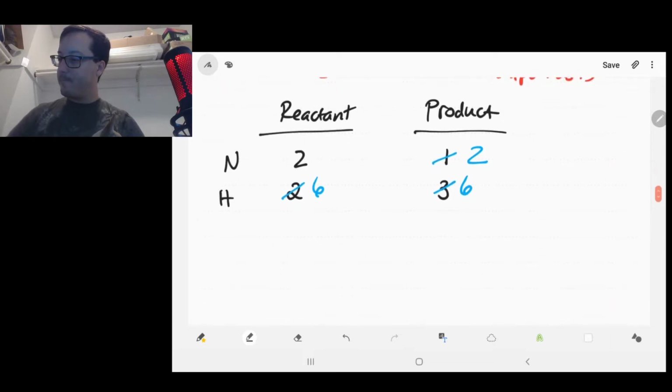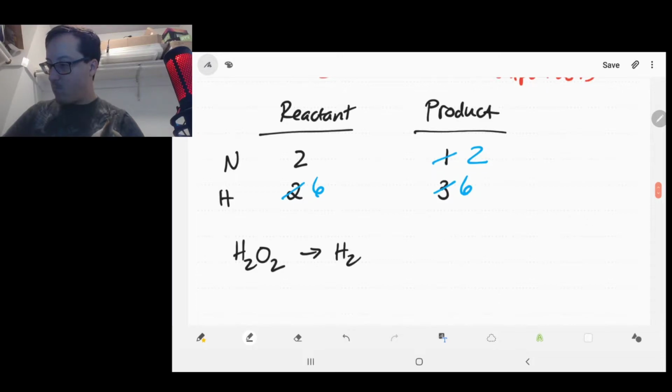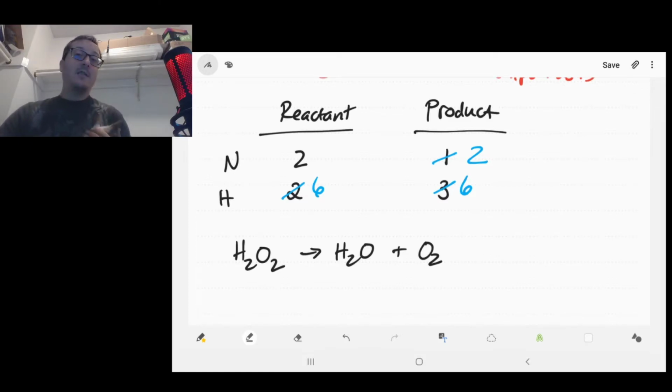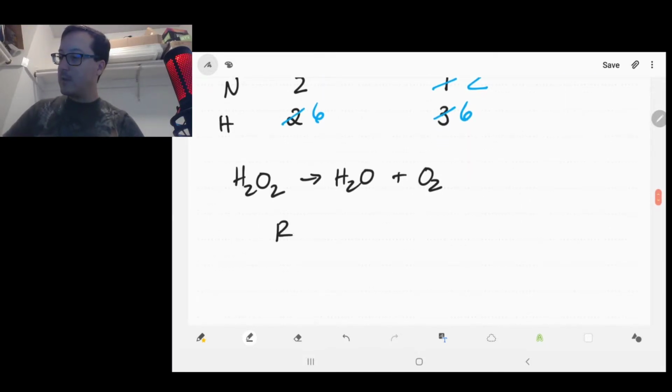Let's do another one. In this case, we have 1 reactant going to 2 products. Again, totally okay. We have to have at least 1 reactant, at least 1 product for all reactions. So if we want to balance this, we'll say, okay, we've got our reactant and product side. We've got hydrogen and we've got oxygen. Those are the 2 elements that we have here.